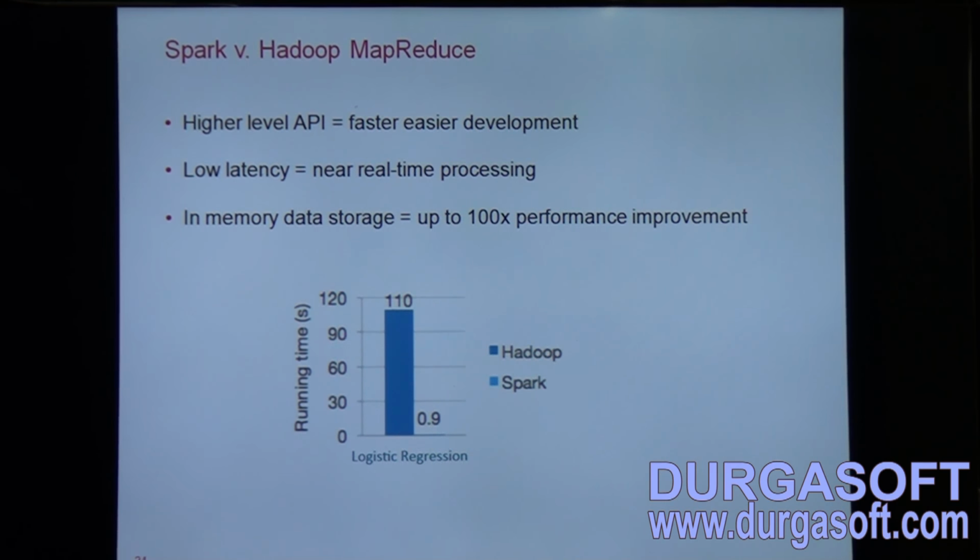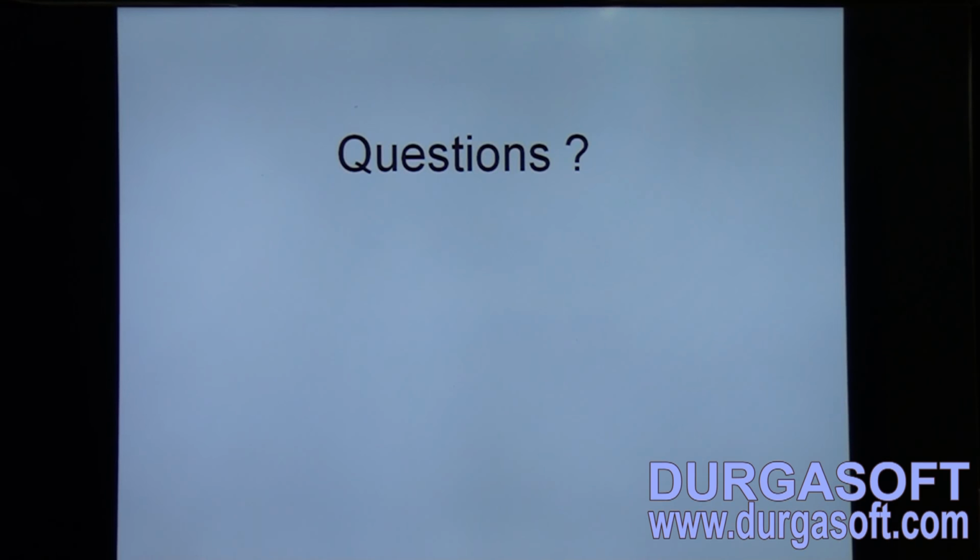So this is a high level API. Faster and easier development is there, so there is no latency. So we can use this one for processing the real-time data. It is up to 100 times faster than MapReduce. Okay, so that's it about Apache Spark.